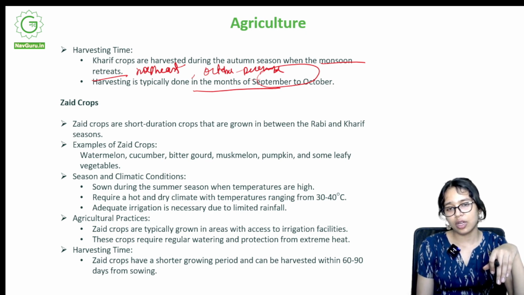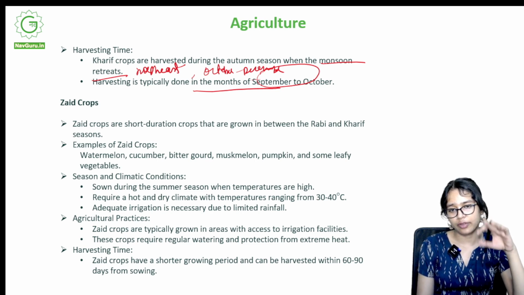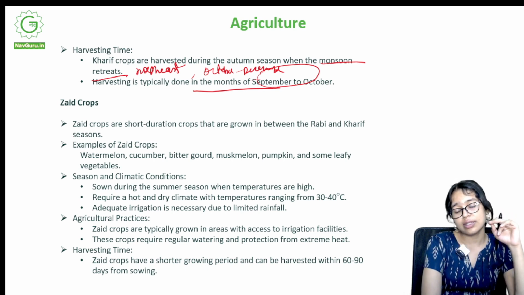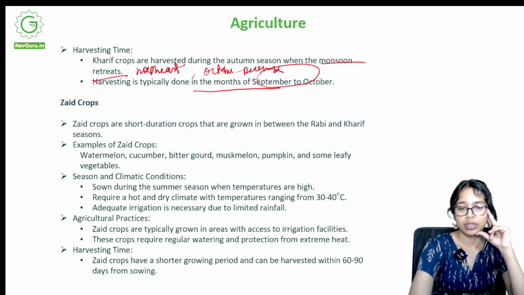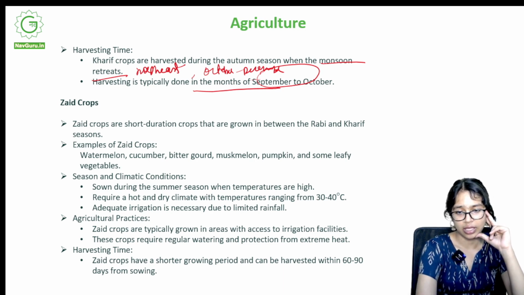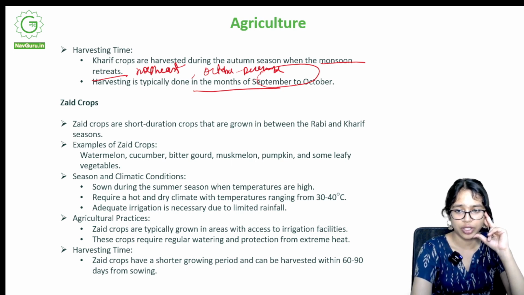Zaid crops. Zaid crops are short duration crops that are grown in between Rabi and Kharif crops. Examples of Zaid crops are watermelon, cucumber, bitter gourd, muskmelon, pumpkin, and some leafy vegetables. Season and climatic conditions: sown during the summer season when temperatures are high, they require a hot and dry climate with temperatures ranging from 30 to 40 degrees Celsius.